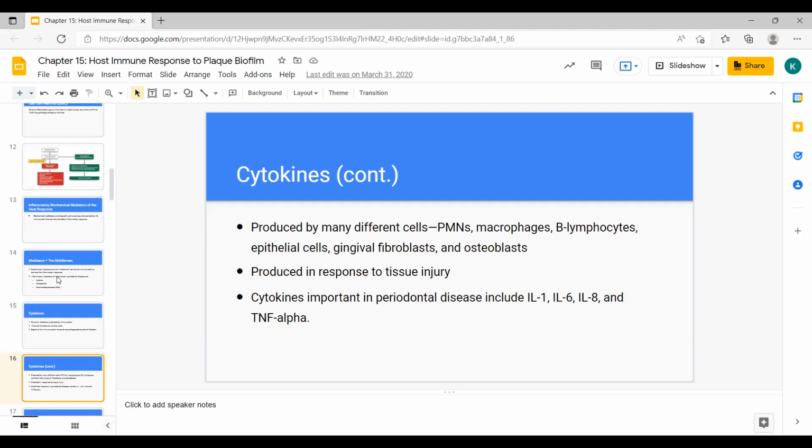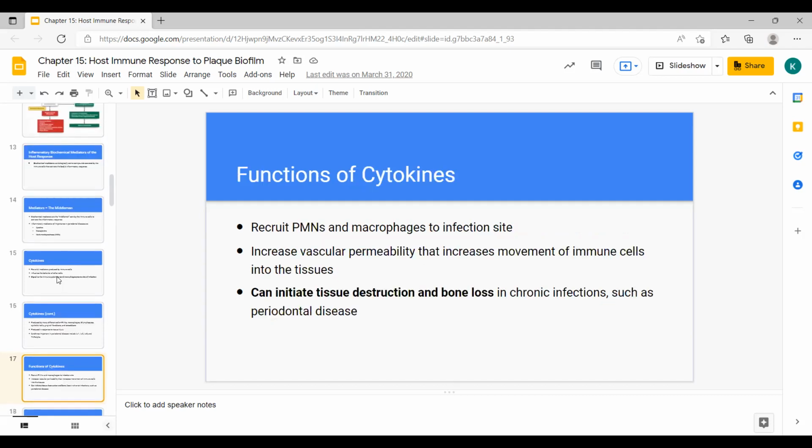And cytokines important in periodontal disease include interleukin 1, interleukin 6, interleukin 8, and TNF alpha, okay? So really important to understand that those are our 4 cytokines: interleukin 1, interleukin 6, interleukin 8, and TNF alpha, okay?